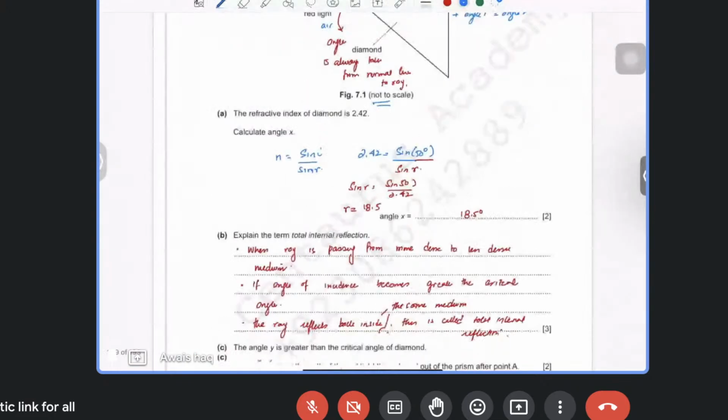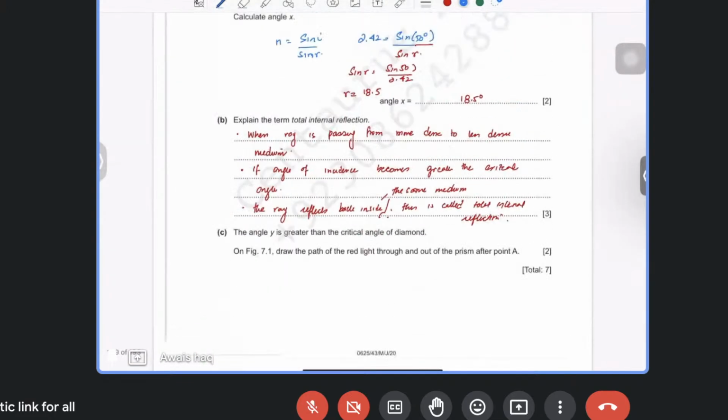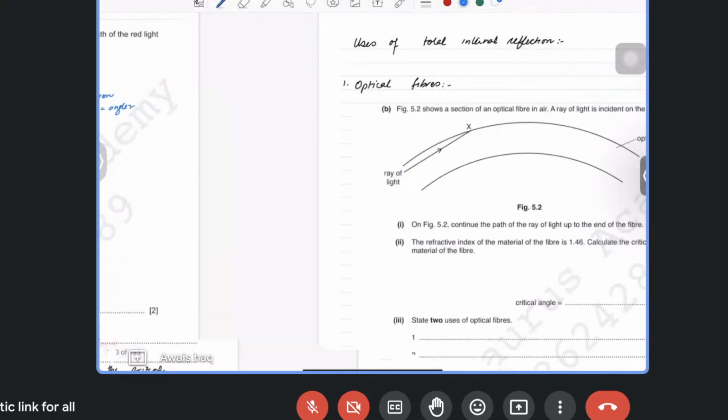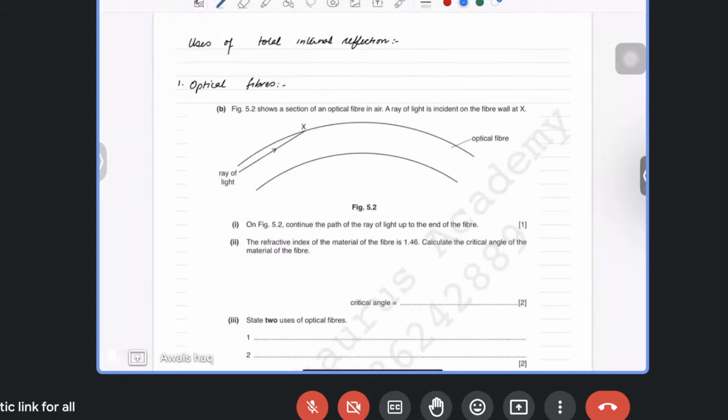Yes. Okay, so that would give you 2 marks. Very nice. And then we're gonna go towards the uses of total internal reflection. So the first use of total internal reflection is optic fiber.